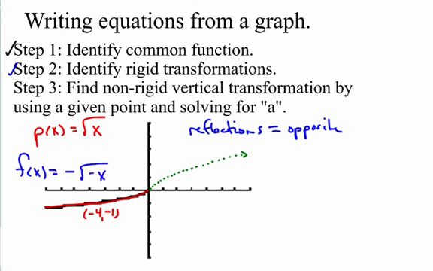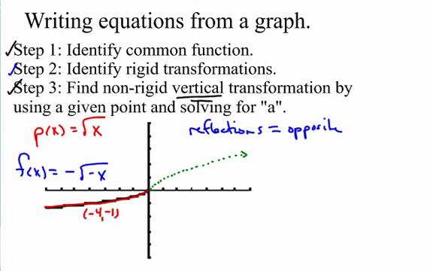We are not going to have any other transformations, either rigid transformations of right or left or up or down. So we're not adding anything to the x or the y. So that would be our first rigid transformations. The second thing we want to do, or actually the third step, is after we identify our rigid transformations, we then want to identify, do we have any non-rigid vertical transformations?